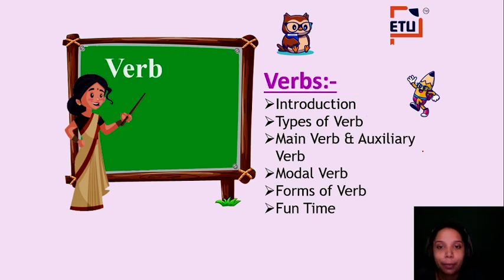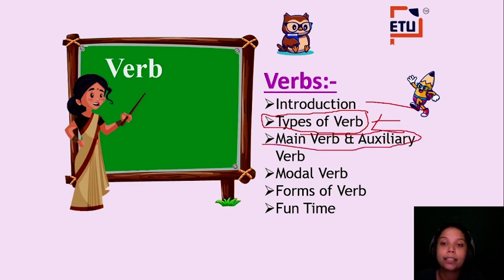Okay, verb. Doing words are verb. So we will be learning what verb is all about. What are the types of verb? What we have as verb? Next, main verb and auxiliary verb. We'll be learning what is main verb, what is auxiliary verb, modal verb.